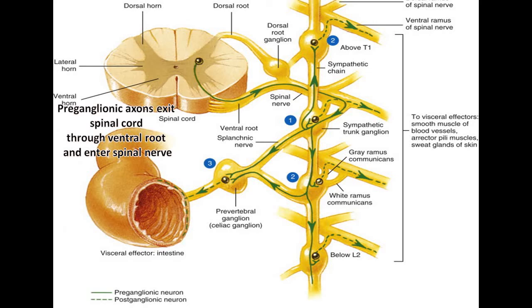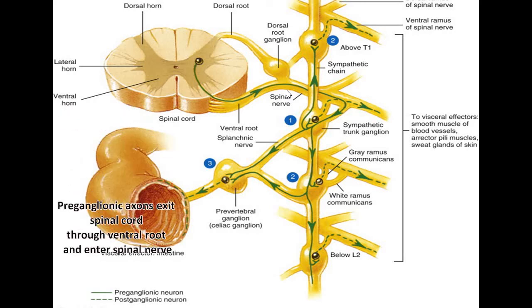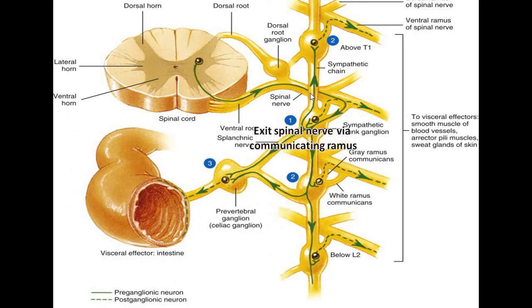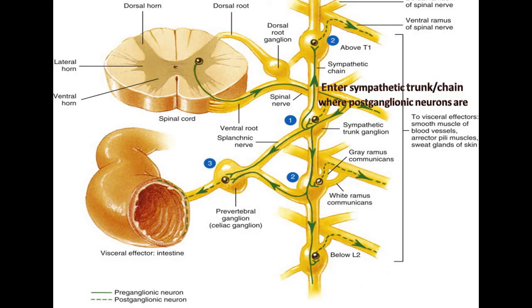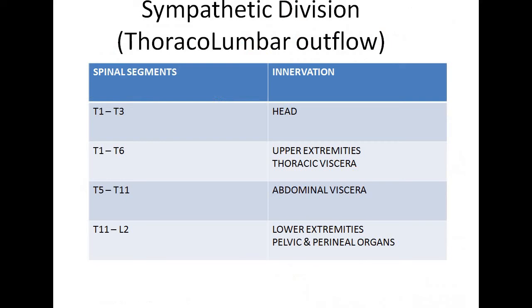This is showing the preganglionic axons exit the spinal cord through the ventral root and enter the spinal nerve. This is the ventral root. It is coming out from the spinal nerve. They exit the spinal nerve through the communicating ramus. If it is exiting and entering the sympathetic chain, it is through the white communicating ramus, and if it is exiting from the sympathetic chain out, then it is through the gray communicating ramus, right? And when they enter the sympathetic chain, they cause a synapse where the postganglionic fibers are present.